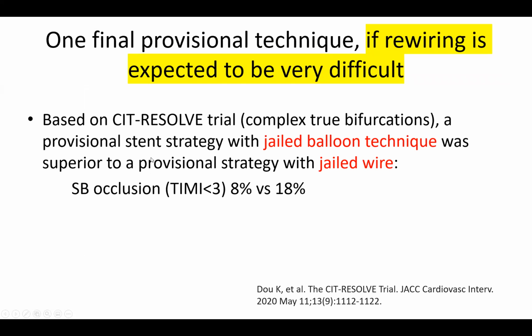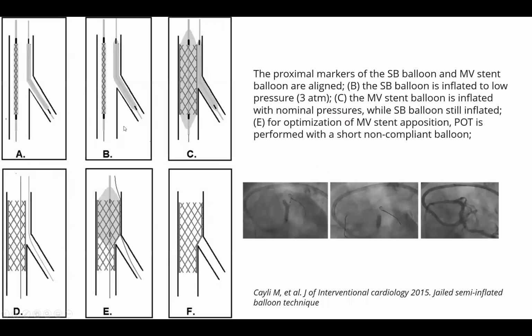So here, how it's done. The reason you do this is it's particularly applicable when you think you have a complex true bifurcation with a high risk of side branch occlusion, yet I don't want to do a two-stent strategy. It will be very hard to rewire that side branch. So I don't want to do a two-stent strategy, yet provisional strategy is not good either, because I'm going to occlude that side branch and I will have a hard time rewiring it even once. Well, the best strategy is to try to reduce the chance of a side branch occlusion.